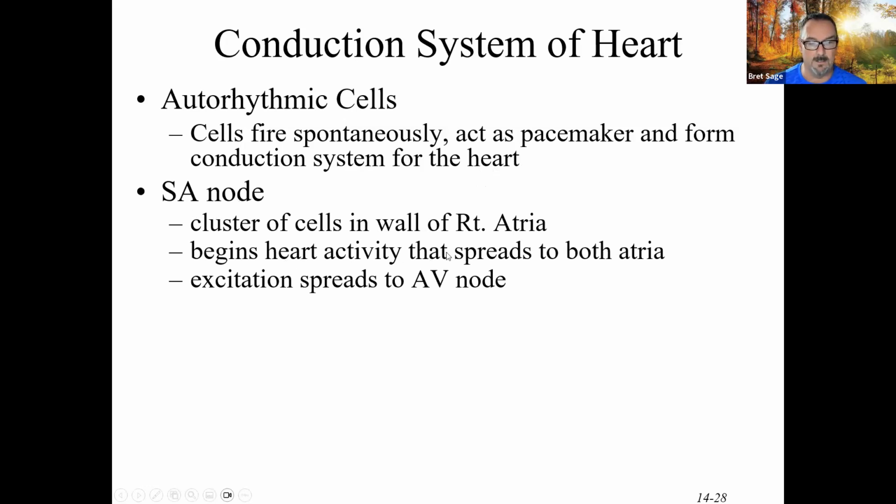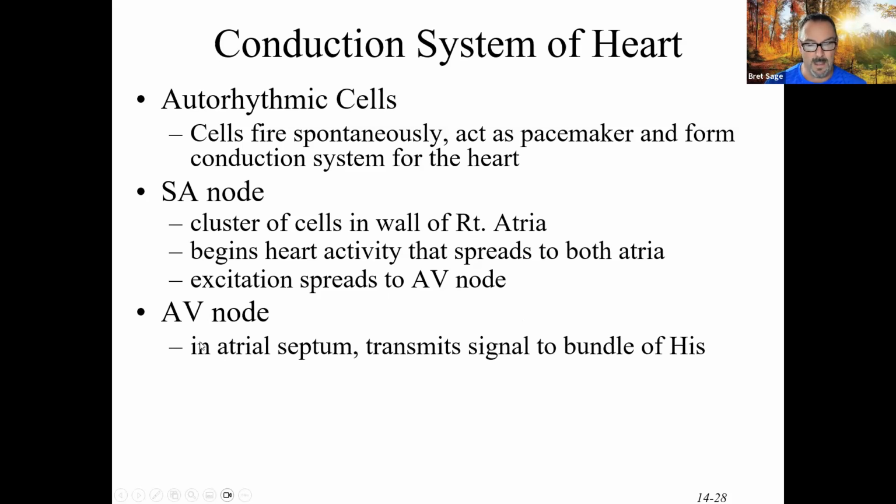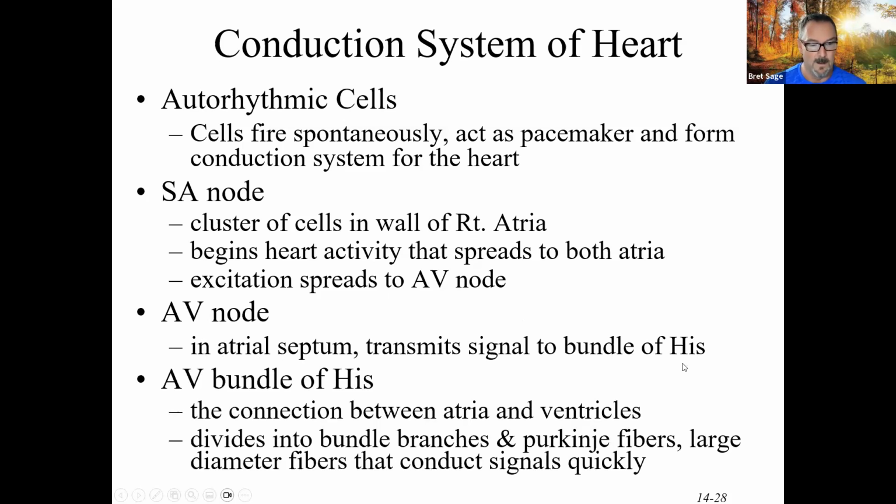It begins heart activity that spreads to both atria, so that allows the atria to beat first. Now, please note, both atria beat together, and then both ventricles beat together. It's not a left first and then right. Two atria beat, and then two ventricles beat. The excitation spreads to the atrioventricular node. The atrioventricular node is found in the atrial septum. It transmits some signal to the bundle of His, not his, but His.